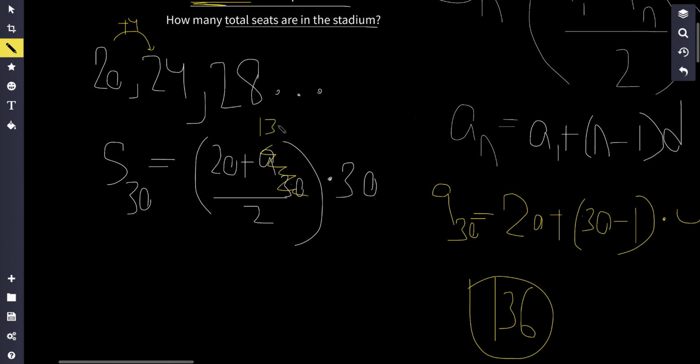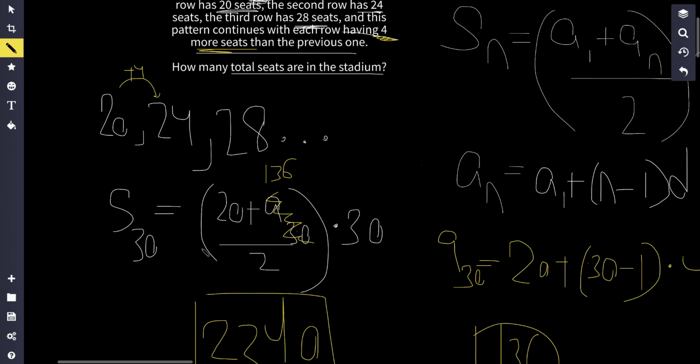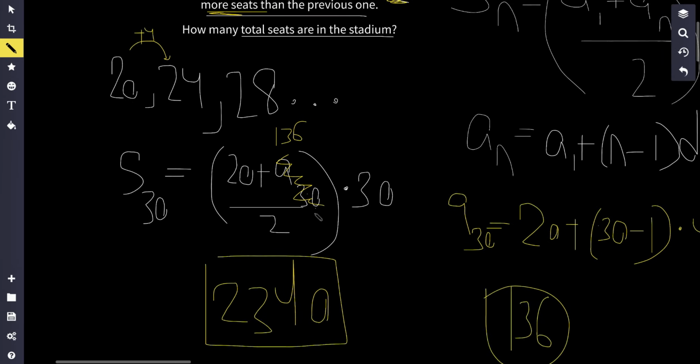Let's just substitute that in there. So 20 plus 136 gives me 156, divided by 2 gives me 78, times 30 is going to be 2,340 seats in total. That is a pretty big stadium, if I would say so myself.